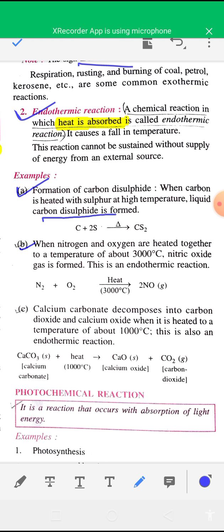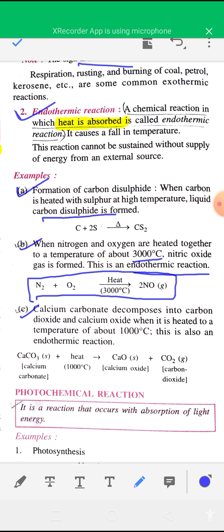One more example: when nitrogen and oxygen are heated together to a temperature of about 3000 degrees Celsius, nitric oxide gas is formed. So this is an endothermic reaction because you have to heat the mixture at near about 3000 degrees Celsius. The reaction between nitrogen and oxygen, N2 plus O2 gives 2NO. This is an endothermic reaction. Heat is absorbed.